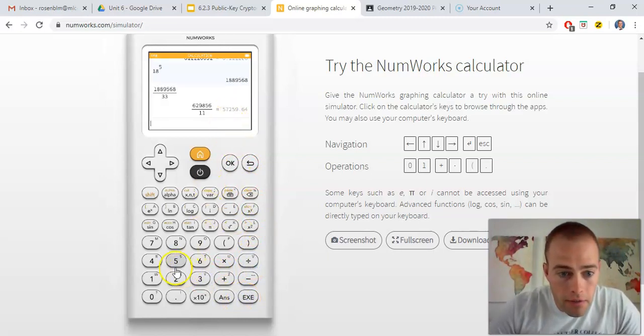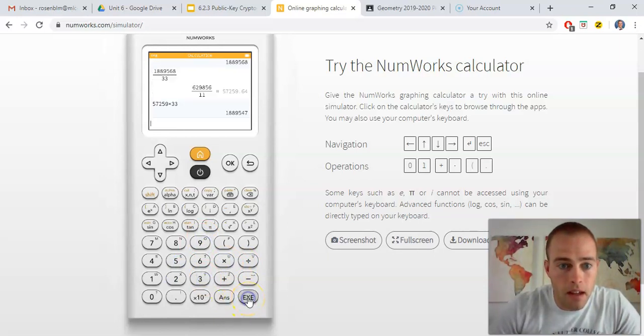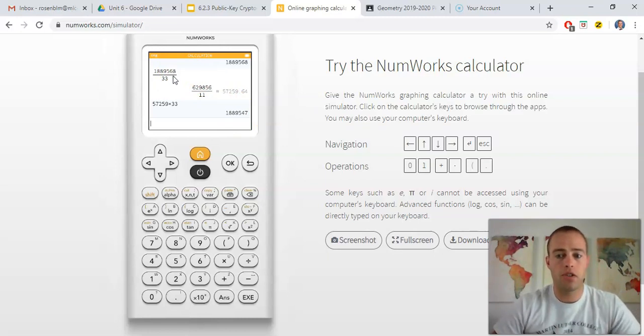That goes in there 57,259 times. Take that times 33. And my difference between this number and this number is 21. So I'm currently at 21. But you have to remember I still have that 18 squared left over. So I'm going to take 21 times 18 squared.